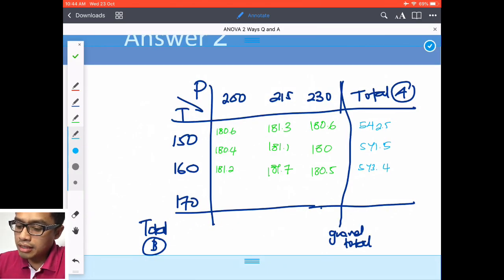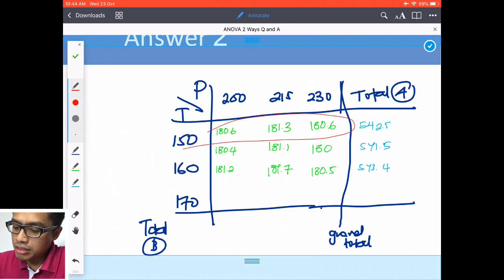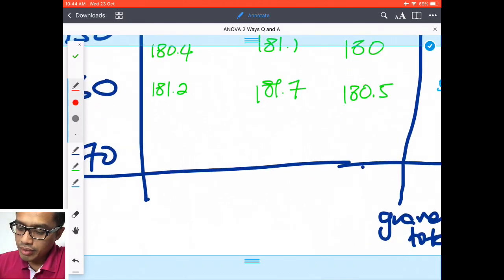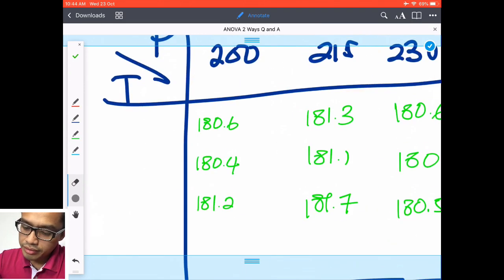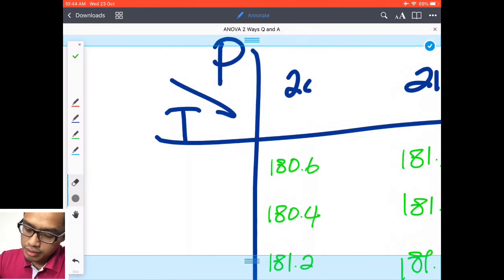5 for 1.5, 5 for 3.4. Okay, these are for the temperature, right? So all this, you got this value. All right, let's not mess that one. Oh, it's too high. You get what I mean. Let's change this.